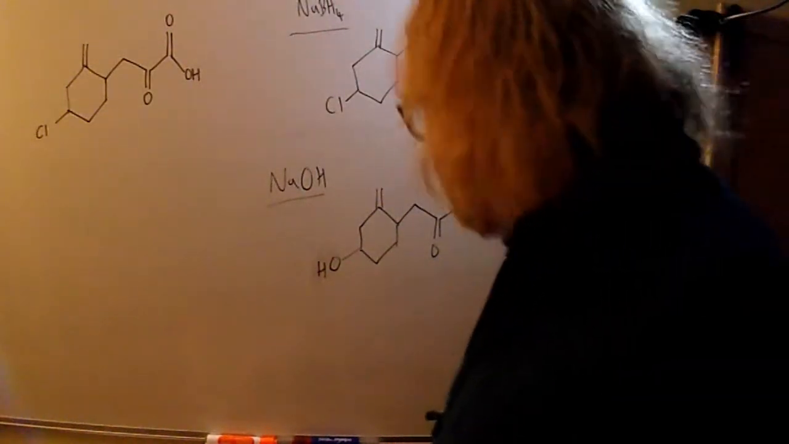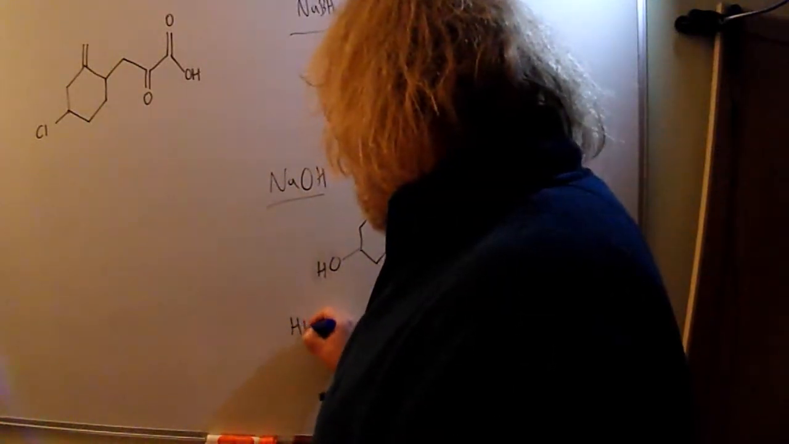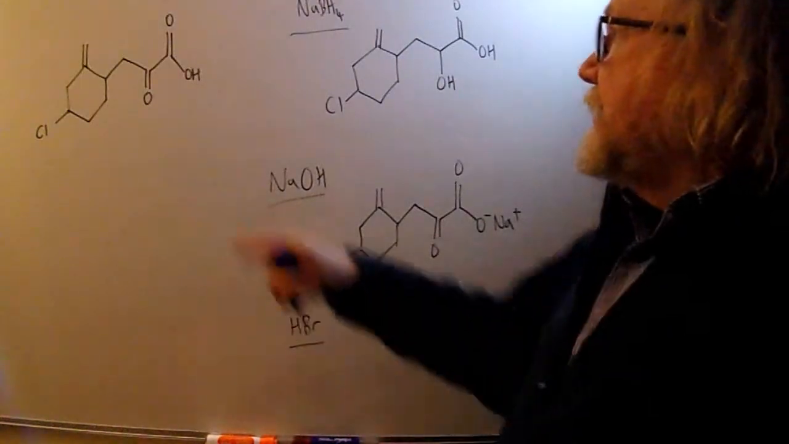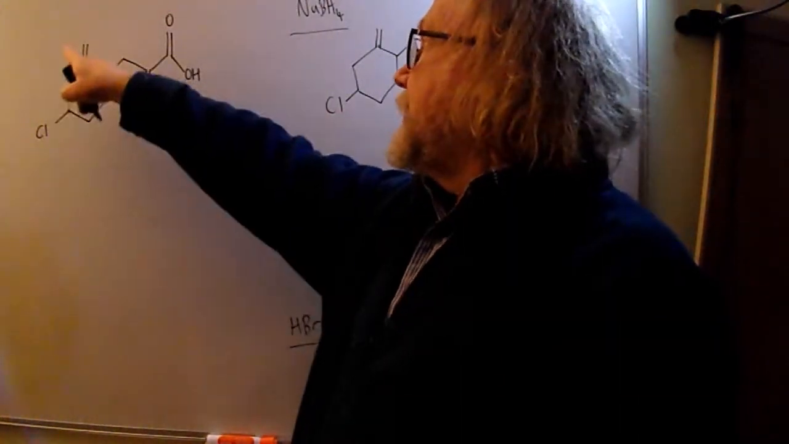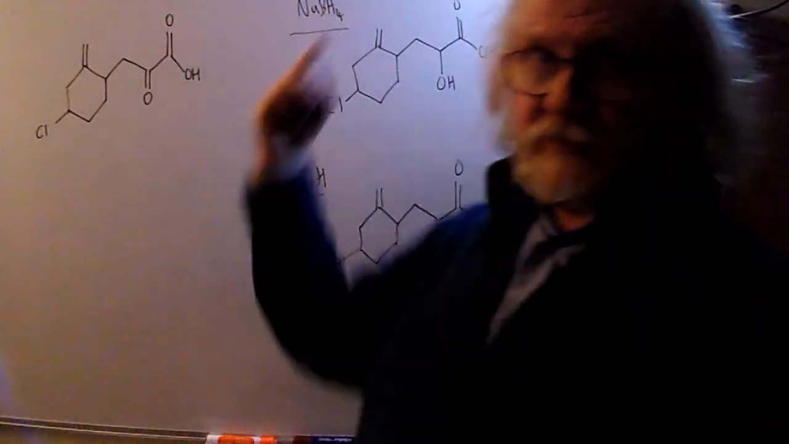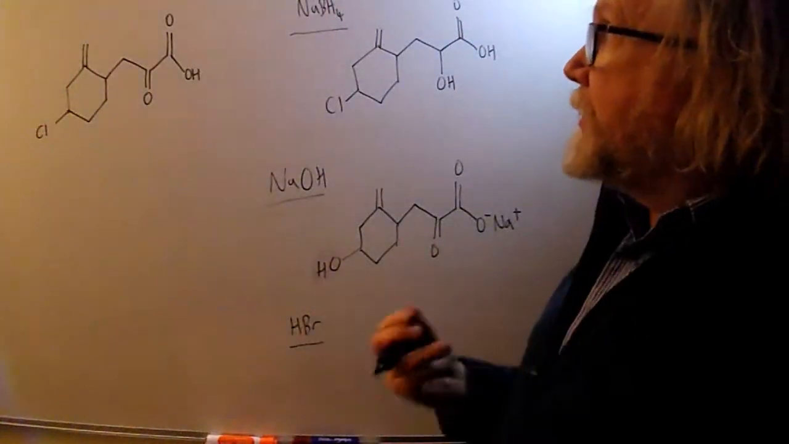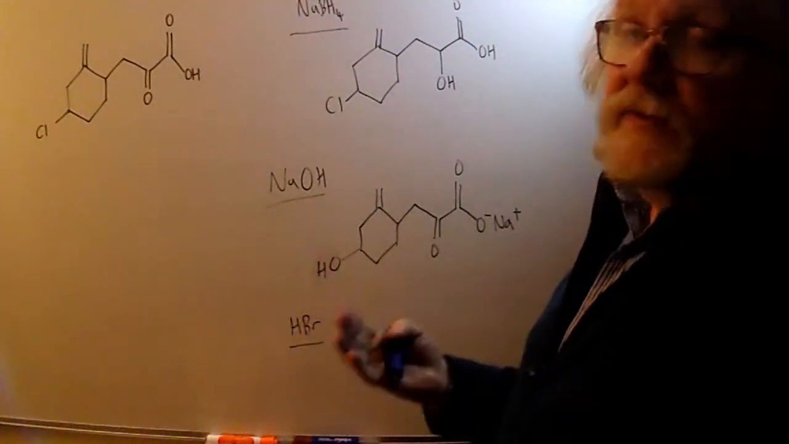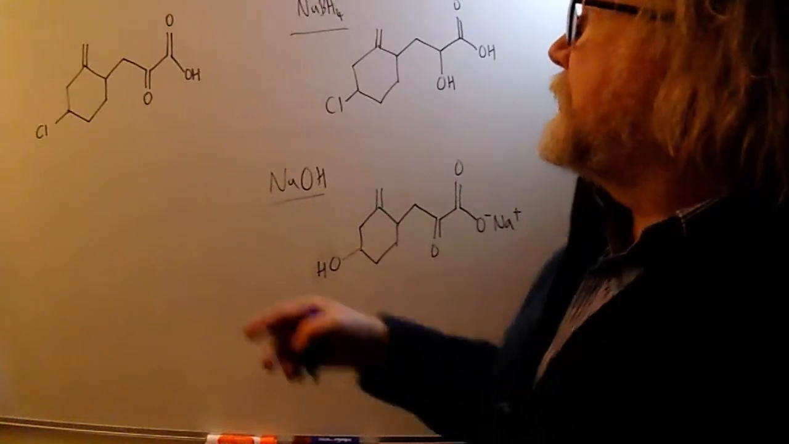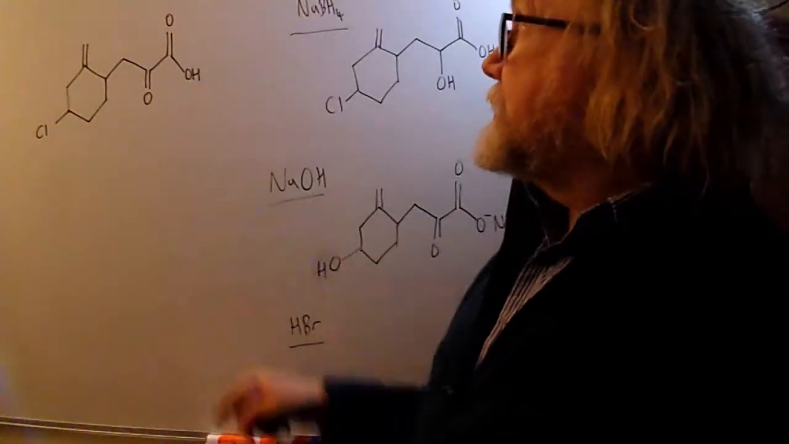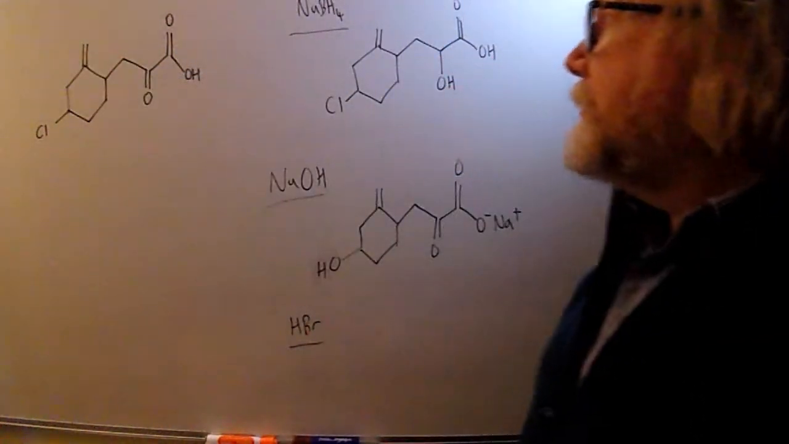Okay, and the third one is HBr. So again, we'll go through all the groups. Chlorine, no reaction there. Alkene, yes. HBr, remember, is one of those things which can do electrophilic addition to an alkene group. Ketone, no. Carboxylic acid, no. So it's just the alkene group.